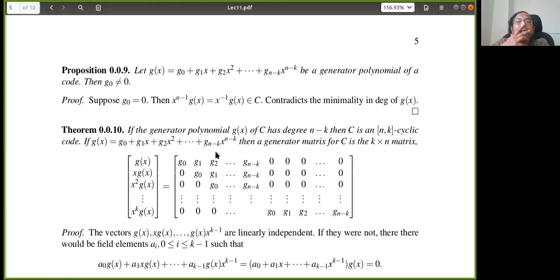Okay, how is it so? I'll try to explain now. Suppose g of x equals g0 plus g1x plus g2x square and so on, up to g n minus k x power n minus k. Then the generator matrix for C is a k cross n matrix. How is it constructed? It goes like this: g0, g1, g2 up to g n minus k. Then I'll put the remaining as 0.